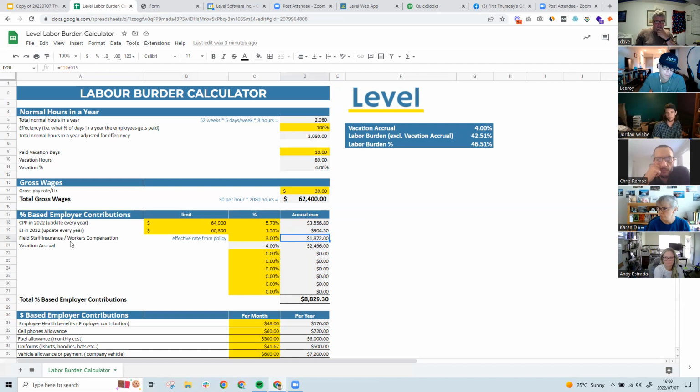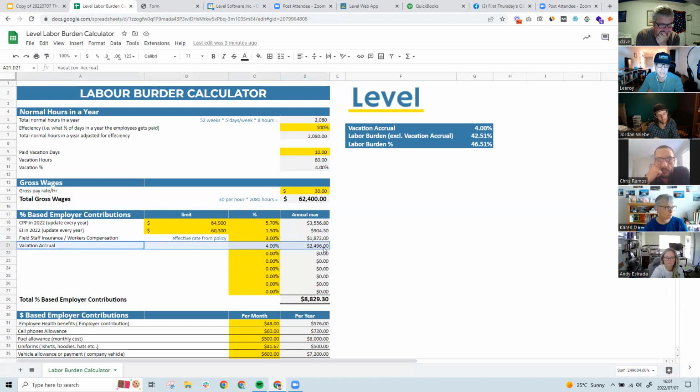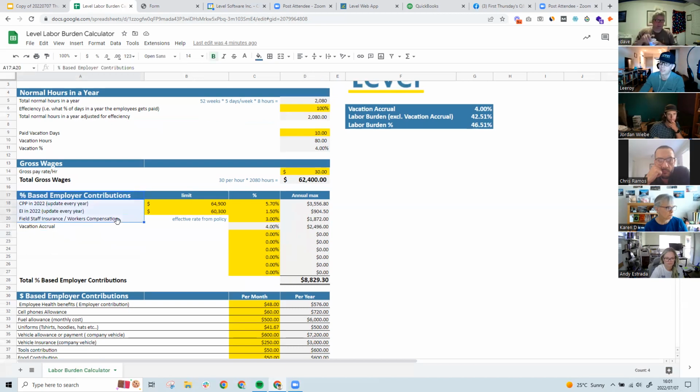Your field staff insurance or your workers' comp, that could be a rate that you just pull off whoever's managing that in your region. Here I've assumed it's 3%, and this will automatically populate. Now, there could be other percentage-based accruals or employee contributions that you want to add here, as I mentioned before, but I haven't added any others here because I've actually preferred to put them as dollar-based employer contributions. Does this make sense for the percentage-based employer contributions?